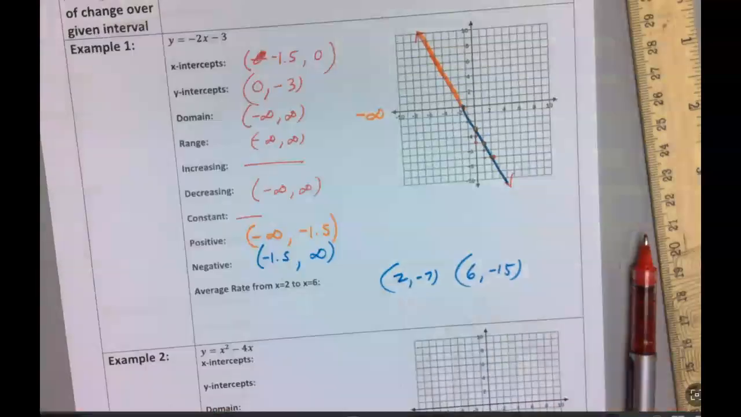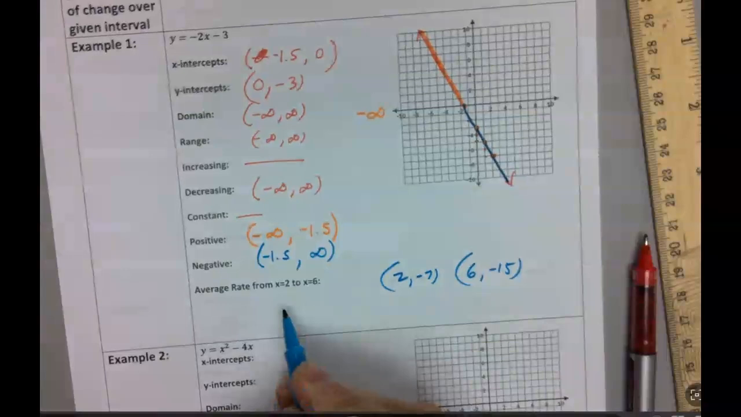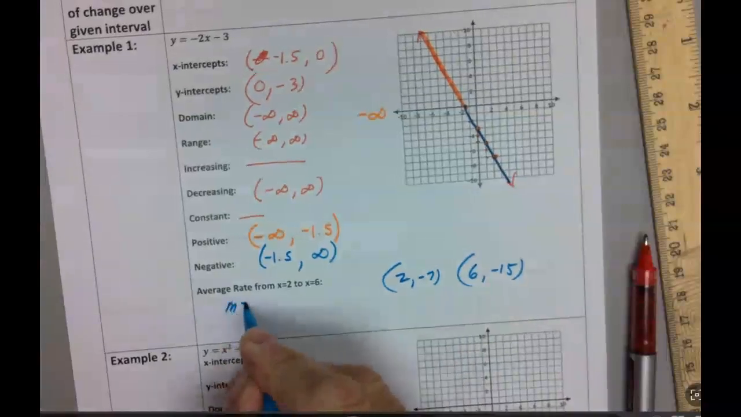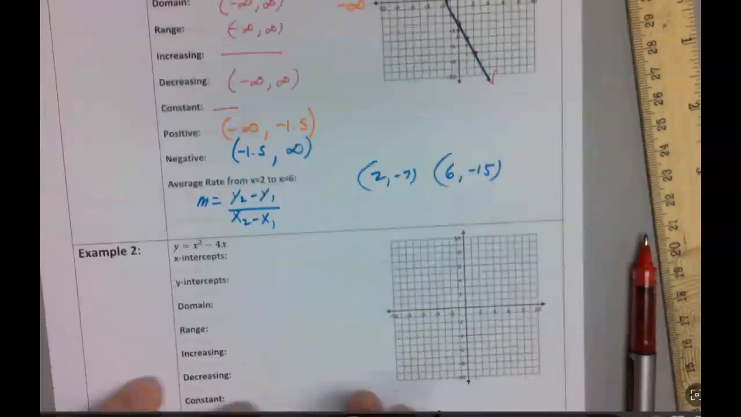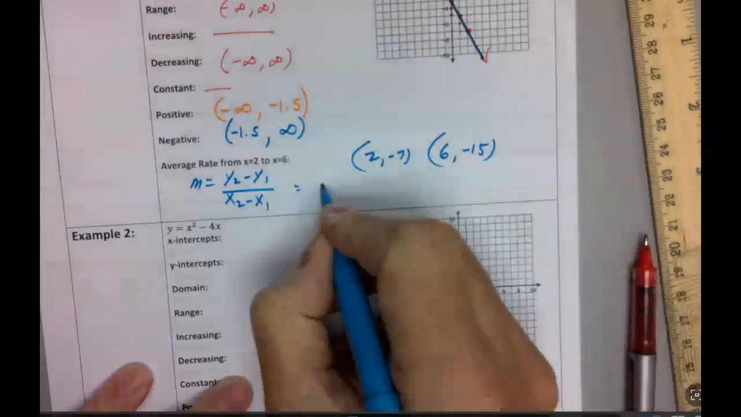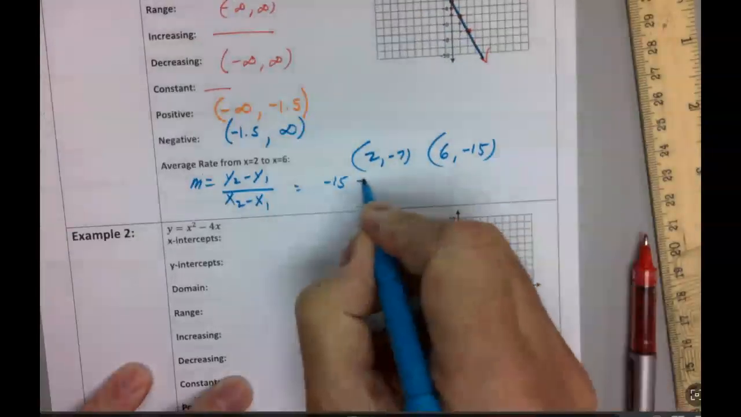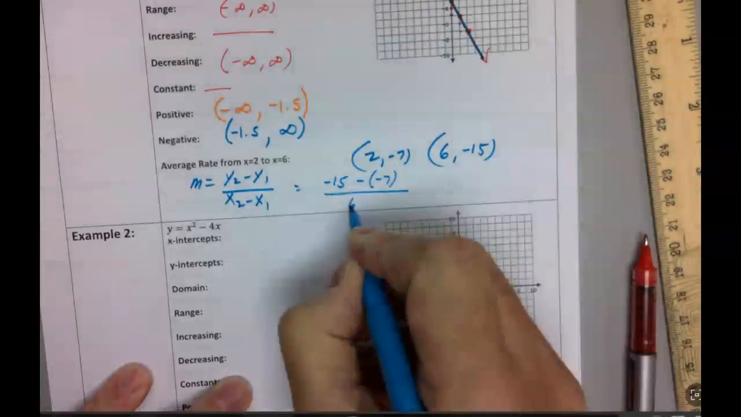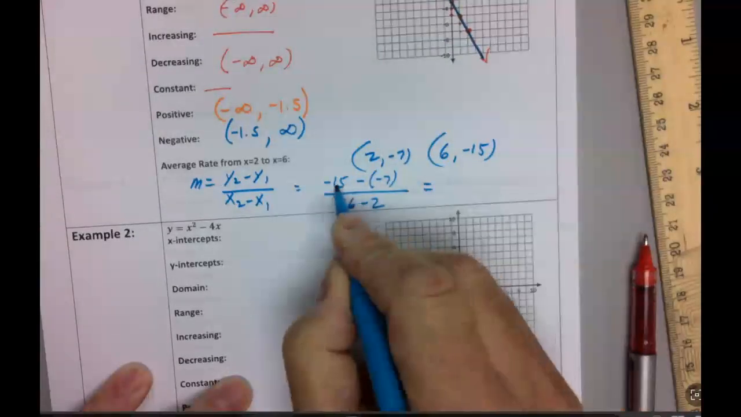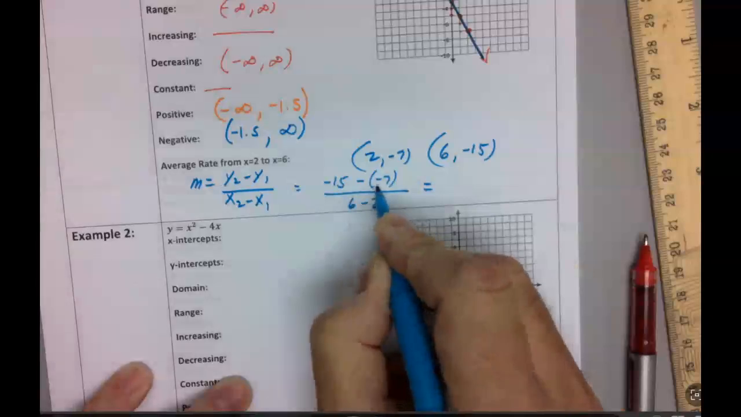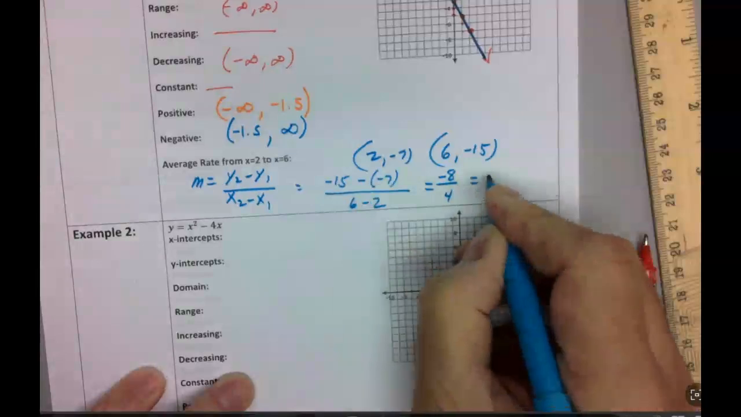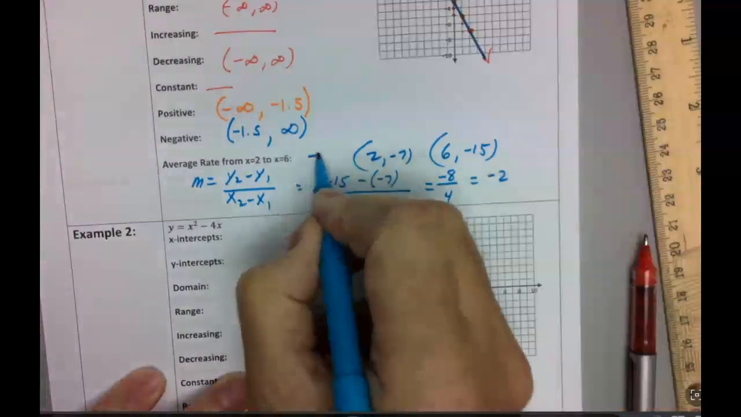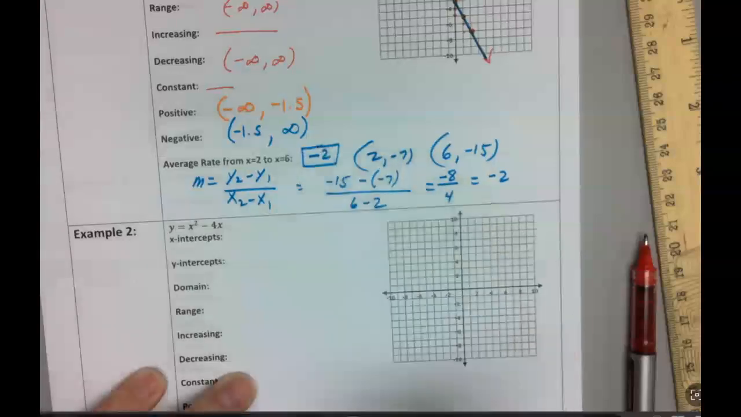Now we want to find the rate of change. The rate of change is slope. How many remember the slope equation? y sub 2 minus y sub 1 over x sub 2 minus x sub 1. Difference of y's over difference of x's. So I'm going to take negative 15 minus a negative 7 over 6 minus 2. Negative of a negative means plus. So I get negative 8 over 4, which would be negative 2. So my average rate of change is negative 2. It's a constant. Okay?